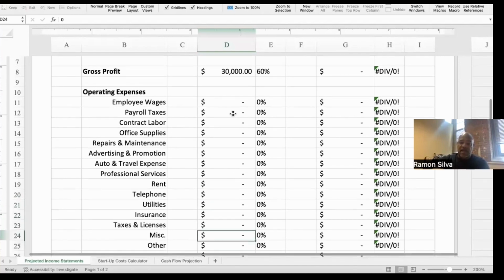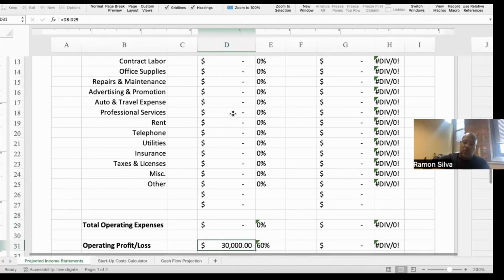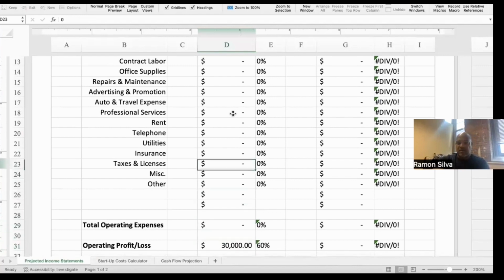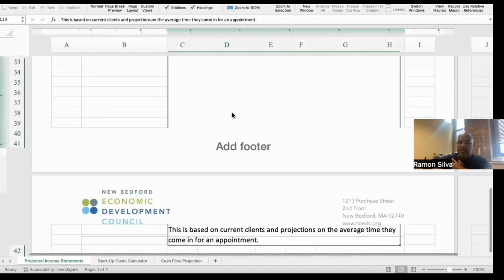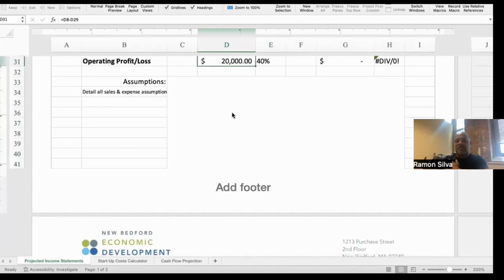Insurance, taxes and licenses, and then any other miscellaneous and other expenses that you may have. Your total operating expenses will tabulate. Let's say for this business, there are a total of, and I'll just put them in other, $10,000 of expenses. You'll see total operating expenses at $10,000, and your operating profit is $20,000 for the year.